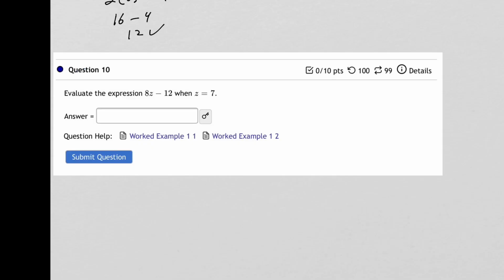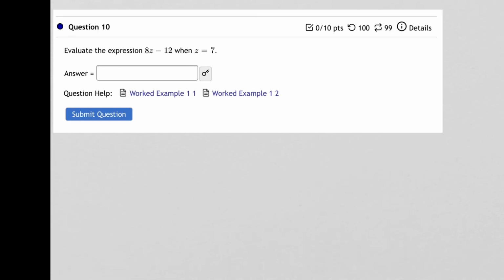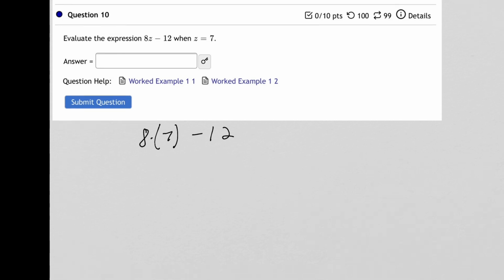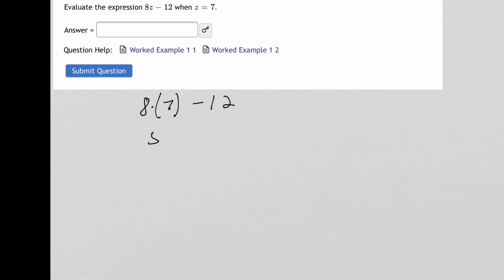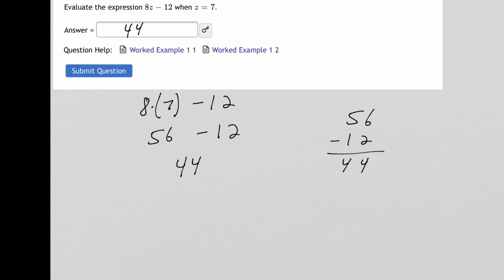Okay, and the last problem here, we're just asked to evaluate this expression, so 8z minus 12, when z is 7. So again, how do we do this? I go to my expression, and where I have a z, I'm going to plug in, substitute in 7. But I have to use order of operations, right? So multiplication has to be done before subtraction. So I multiply 8 times 7. What's that? 56. And then I can subtract 12. And then 56 minus 12, if you work this out, right, this is going to be 44. So the answer is going to be 44 if we evaluate it when z is 7.